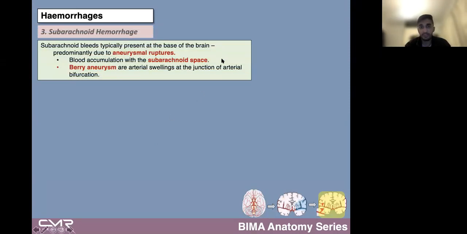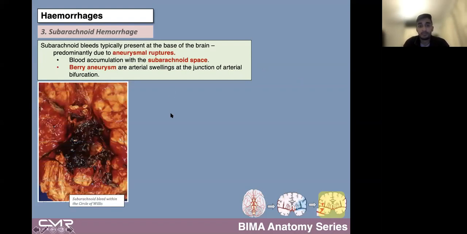Next is subarachnoid hemorrhages. Subarachnoid hemorrhages occur typically at the base of the brain, predominantly due to aneurysmal ruptures, so berry aneurysms. This causes the accumulation of blood within the subarachnoid space. Berry aneurysms are arterial swellings at the junction of arterial bifurcations. Here is an example of a subarachnoid bleed within the circle of Willis at the base of the brain. It's quite messy, but it happens because of a rupture of a berry aneurysm, causing accumulation of blood within the subarachnoid space.